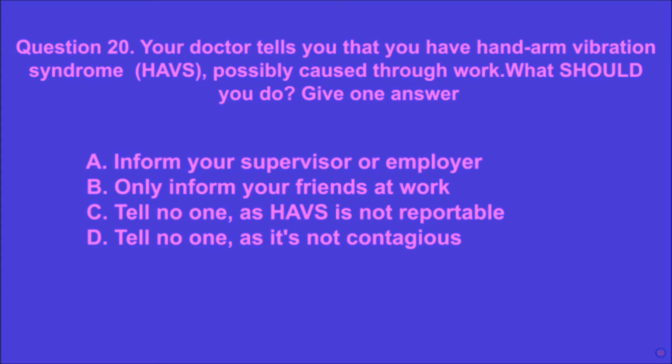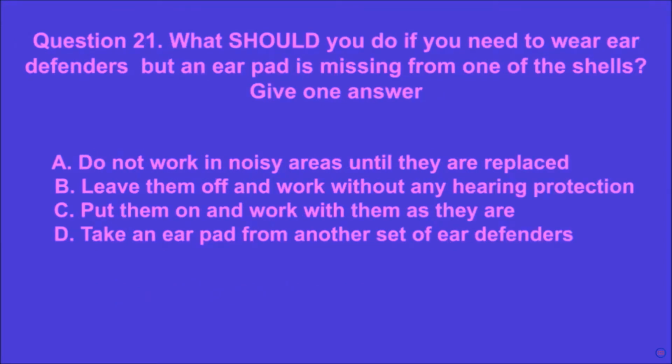A. Inform your supervisor or employer. B. Only inform your friends at work. C. Tell no one, as HAVS is not reportable. D. Tell no one, as it's not contagious. A. Is the correct answer. Question 21. What should you do if you need to wear ear defenders but an ear pad is missing from one of the shells? Give one answer.